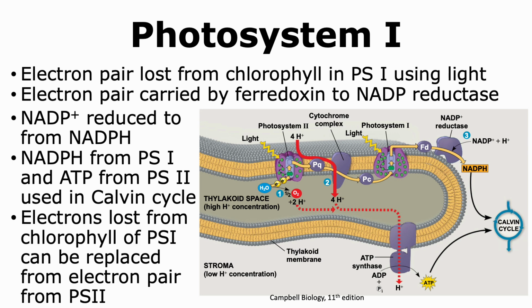The electrons that are lost from the chlorophyll in photosystem I can be replaced from the electron pair that was released from the chlorophyll of photosystem II. As we observed previously, the electron pair from photosystem II is ultimately transferred to the cytochrome complex. From the cytochrome complex, it can be transferred to plastocyanin and then to the chlorophyll that is present in photosystem I.